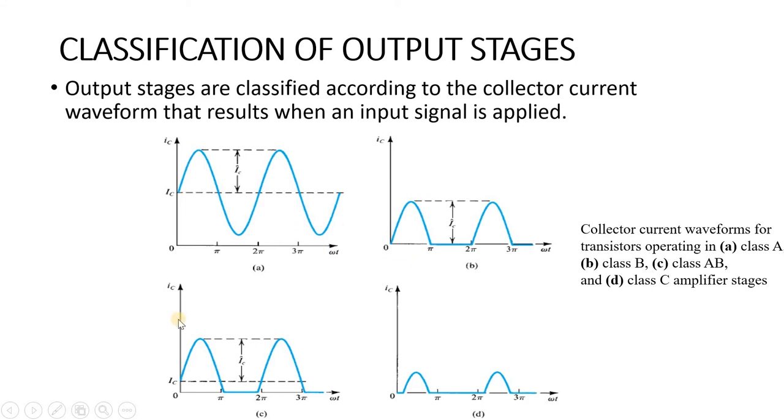And class AB, you are going to get the entire positive half cycle and part of the negative half cycle. What about class C? In class C, only a portion of the positive half cycle you are going to get.